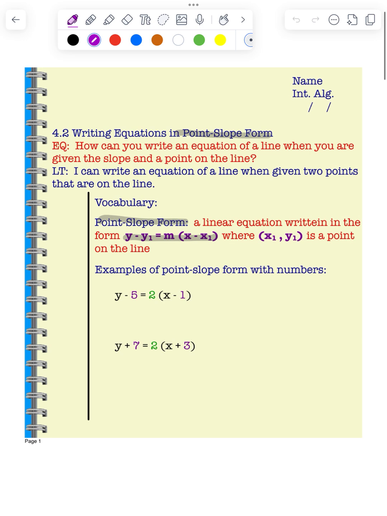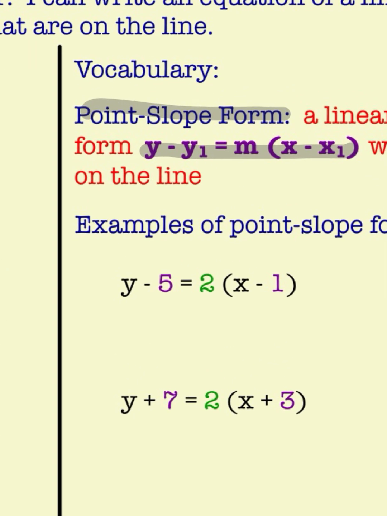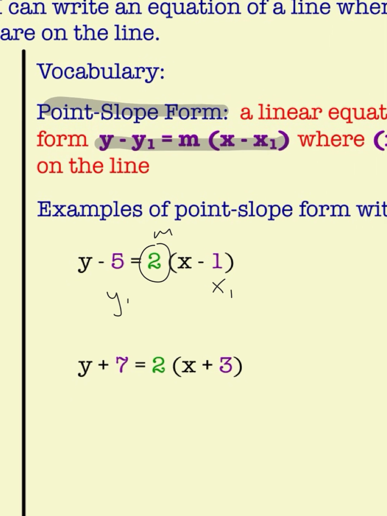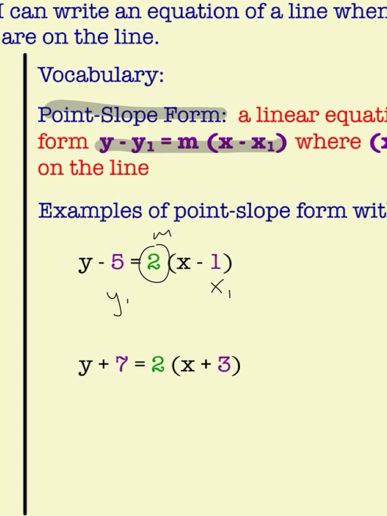We have an x-axis and a y-axis. So we are plugging in a slope and a point. So in these two examples here, y minus 5, that means 5 is y1, 2 is m, and 1 is x1. So this equation comes from a line with a slope of 2 that passes through the point 1, 5.